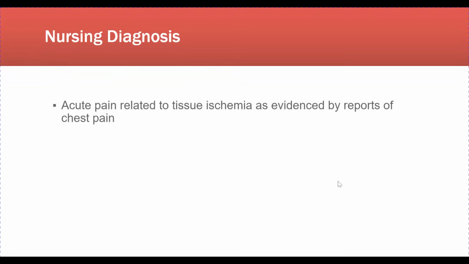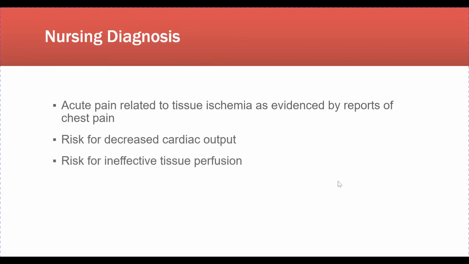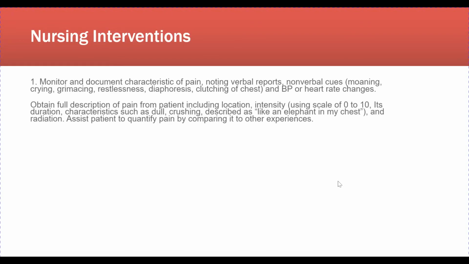The main common nursing diagnoses of acute coronary syndrome and myocardial infarction include acute pain related to tissue ischemia as evidenced by reports of chest pain, risk for decreased cardiac output, and risk for ineffective tissue perfusion. General nursing interventions for acute coronary syndrome and myocardial infarction include: Number 1. Monitor and document characteristics of pain, noting verbal reports, nonverbal cues, moaning, crying, grimacing, restlessness, diaphoresis, clutching of chest, and BP or heart rate changes.